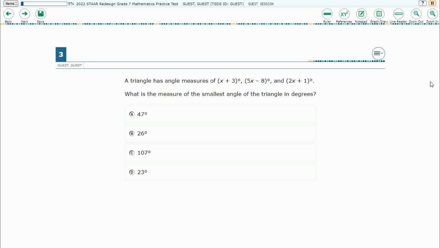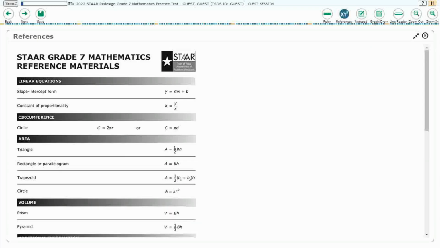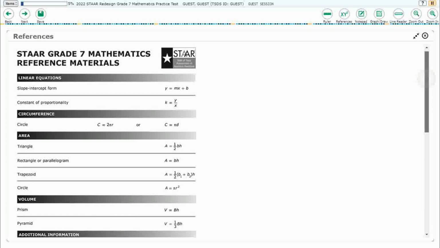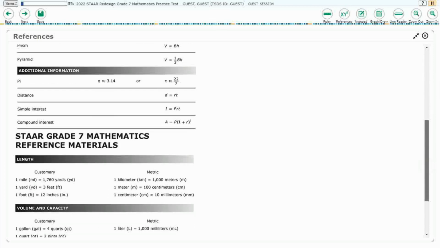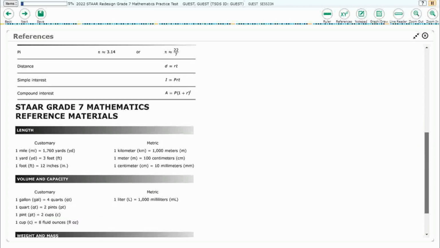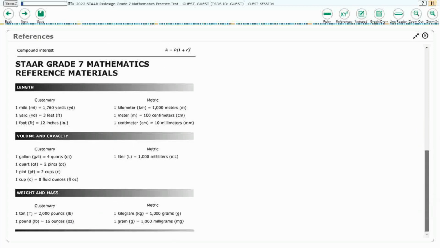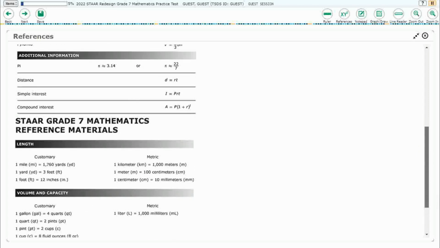So we have a triangle that has angle measures of x plus 3 degrees, 5x minus 8 degrees, and 2x plus 1 degrees. So we need the measure of the smallest angle of the triangle in degrees. Okay, so first off, in case we get stuck, there is nothing here that tells us how many degrees are in a triangle. So they're never going to provide that information for you. They are going to ask that you remember that on your own.